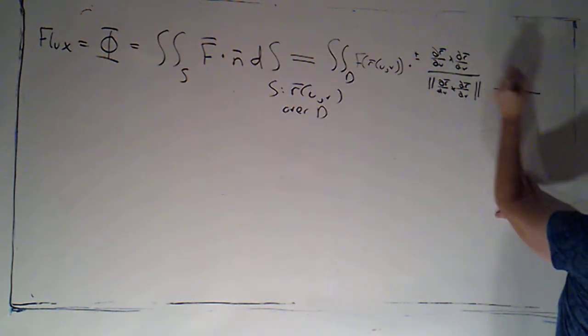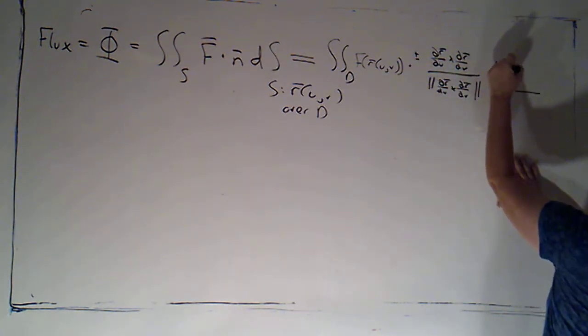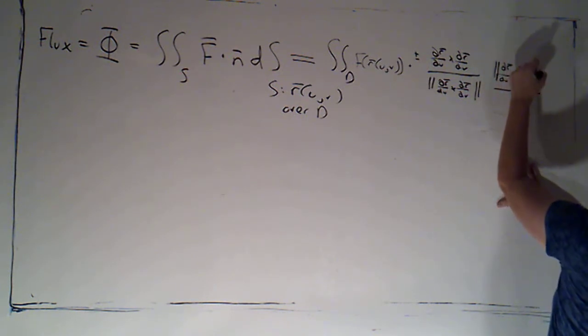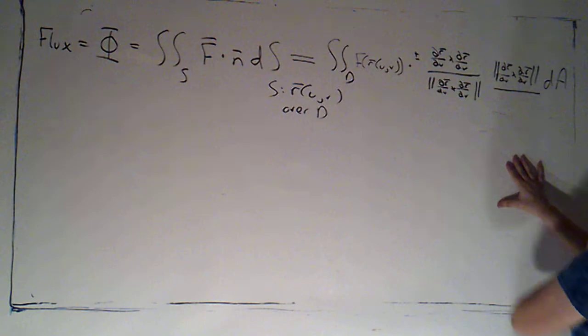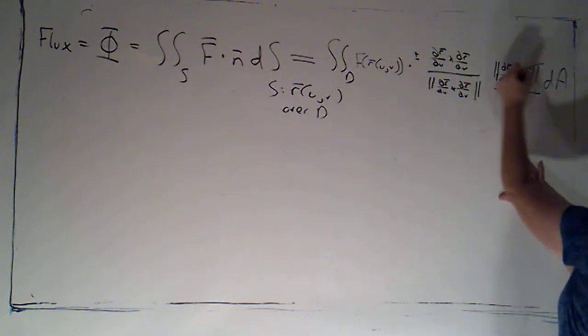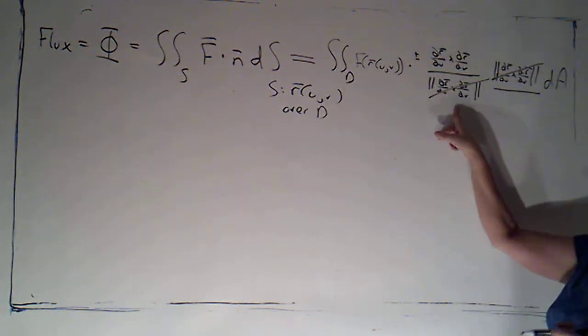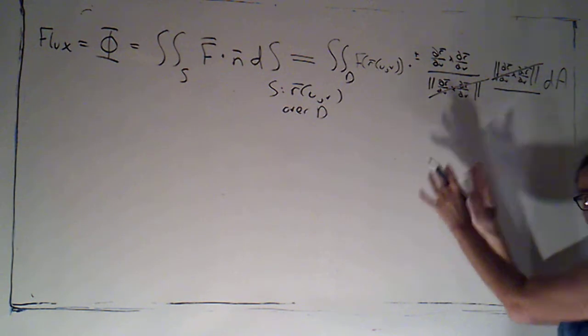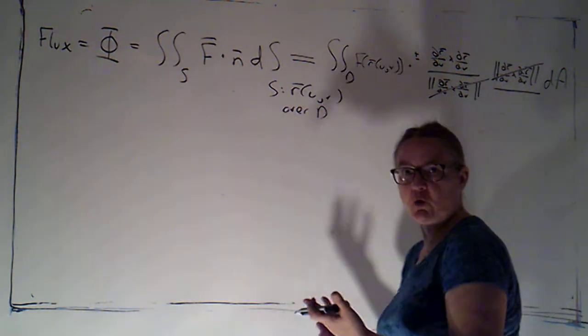And then I get my scaling factor, which is the magnitude of del R del U crossed with del R del V, and we're integrating dA. And of course, that scaling factor cancels. So this is very similar to our main example of a line integral, which was a work integral.